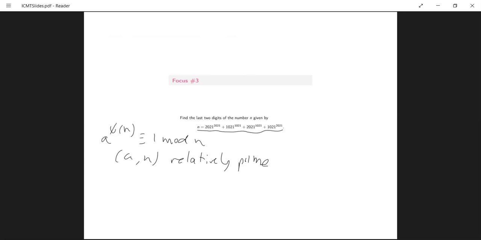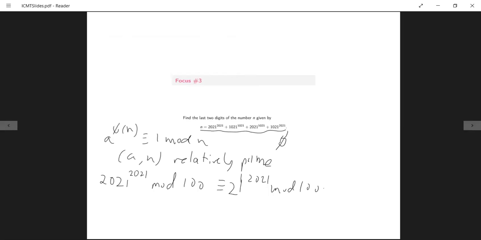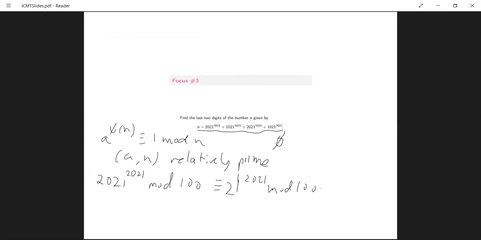So let's apply Euler's theorem to this problem. Let's look at the last 2 digits of 2021 to the 2021. So this, mod 100. We can take the base mod 100 to get that this is equivalent to 21 to the 2021 mod 100. Notice that 21 and 100 are relatively prime, so we can apply Euler's formula here. So we have that phi of 100 is 40, because 100 is just 2 squared times 5 squared, so 1 plus 2 plus 4 times 1 plus 5 plus 25.